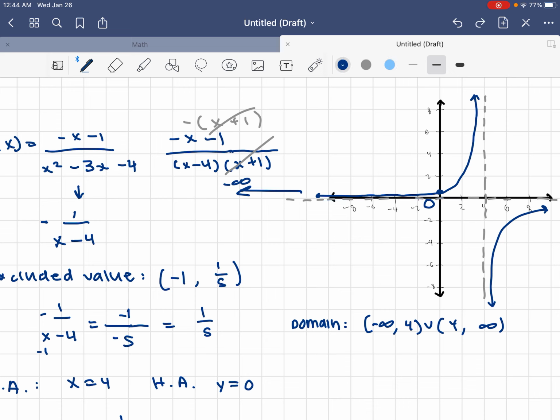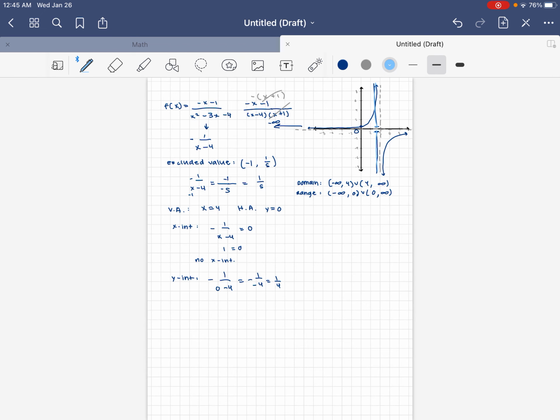Okay, now let's do range, which is our y values. We see it's going down, so it's going to start from negative infinity and stop at our asymptote, which is 0. Then it continues from 0 and keeps going to infinity. Okay, so that's our domain and range. And yeah, that's how you graph a rational function and find its domain and range.